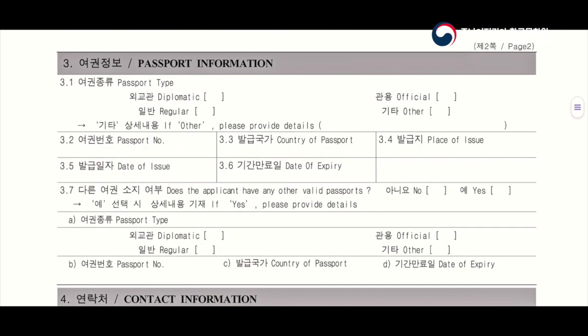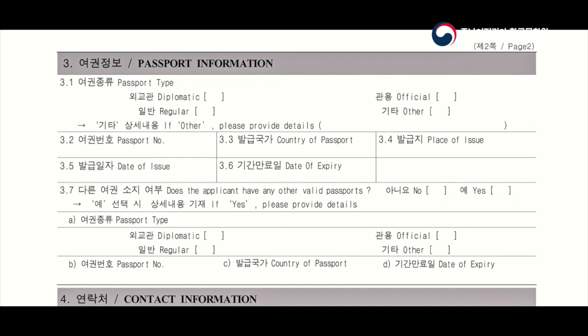The next step is the passport information, where you provide information about your passport. There is the passport type, if it's diplomatic, official, regular, or others. If it's others, you have to provide more details. So we have the passport number, country of passport, place of issue, date of issue, and the expiring date.